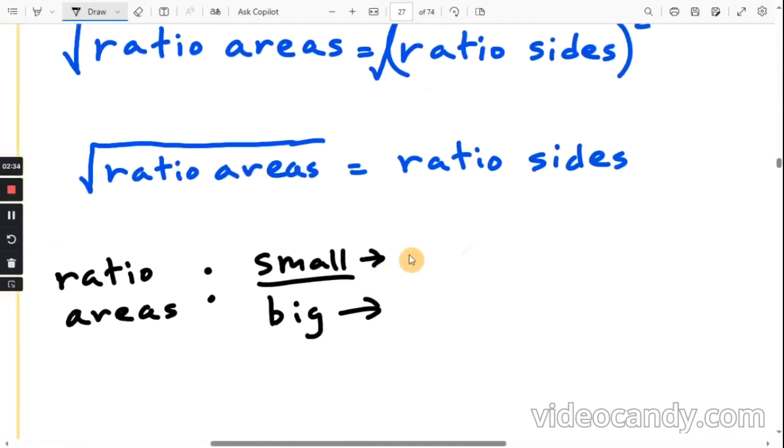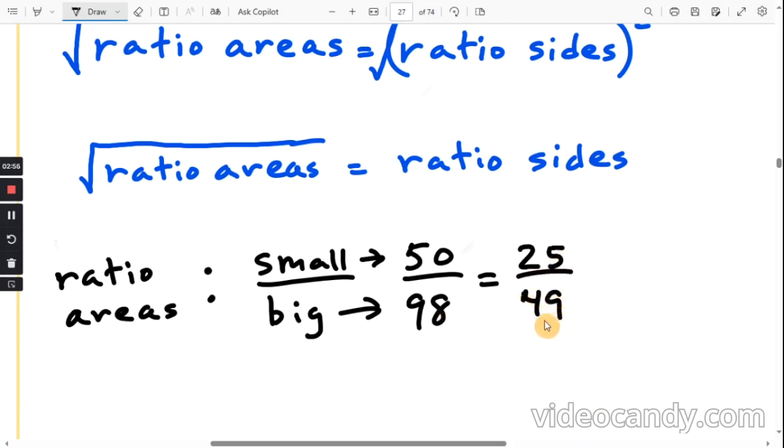So the smaller one is 50, and the bigger one is 98. You can write centimeters squared, but they're just going to cancel. So reducing that fraction, 50 divided by 2, that's 25. And 98 divided by 2, that's 49. So this right here is the ratio of the areas. If we want to find the ratio of the sides, we have to take the square root of that.